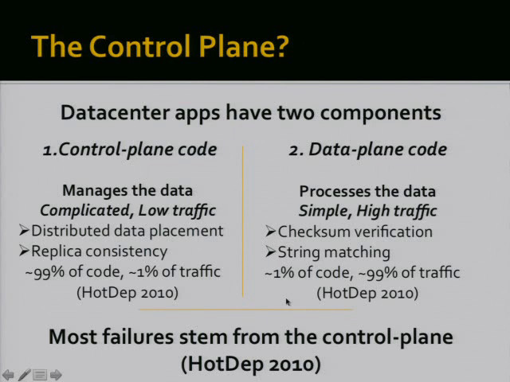Now, this is in stark contrast to the data plane code, which is actually the workhorse of the system. It's responsible for processing data. It tends to be simple and high traffic, so it does stuff like checksum verification, string matching. In other words, operations that scan each and every single byte and perform some computation on them. Now, in contrast to the control plane, the data plane tends to be pretty simple. It accounts, by our measurements, for just 1% of the code, but at the same time, it accounts for 99%, sometimes more, 99.2, 99.6% of the traffic in the system.